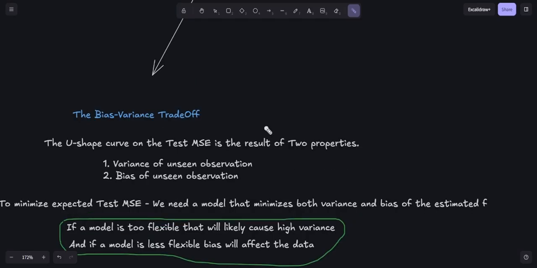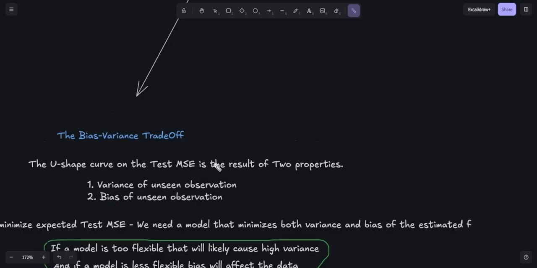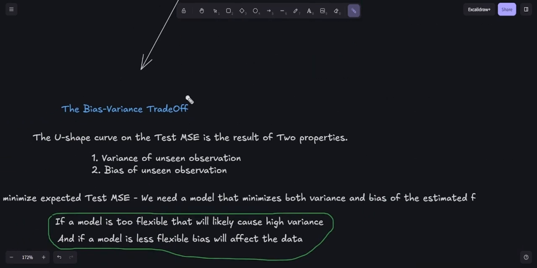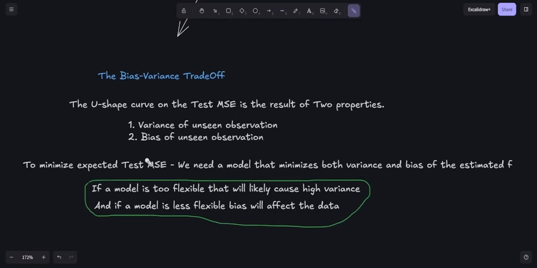Okay, the bias-variance trade-off. The U-shaped curve of the test MSE is a result of two properties: the variance and the bias on unseen observations. We need to know what variance and bias are. To minimize the expected test MSE, we need a model that minimizes both the variance and the bias of the estimated f.